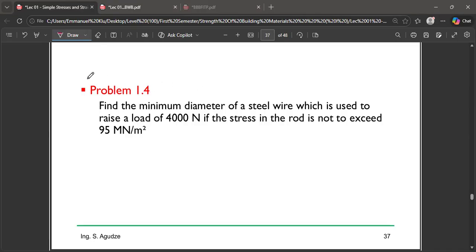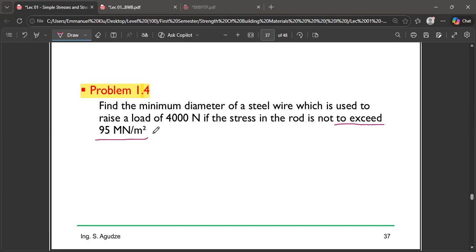So our question says, this is problem 1.4, find the minimum diameter of a steel wire, which is used to raise a load of 4,000 Newton, if the stress in the rod is not to exceed 95 meganewton per meter squared.